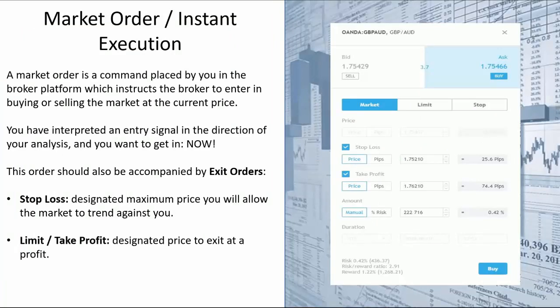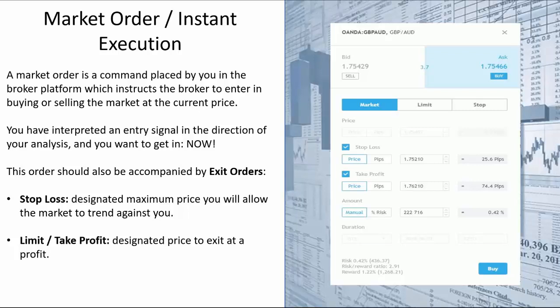This is what an actual entry order looks like. Okay? Now, the first type of order that we're going to discuss is a market order, or an instant execution order. This is a snapshot, by the way, of the trading platform that I use, tradingview.com. However, there are many different platforms out there. Most of the time, the entry order is going to look like this. As long as you understand what these boxes are, then you'll be able to place your order no matter what platform you're working on.